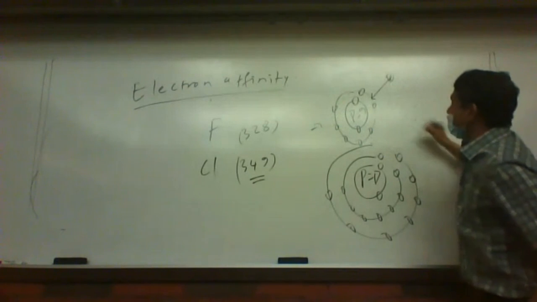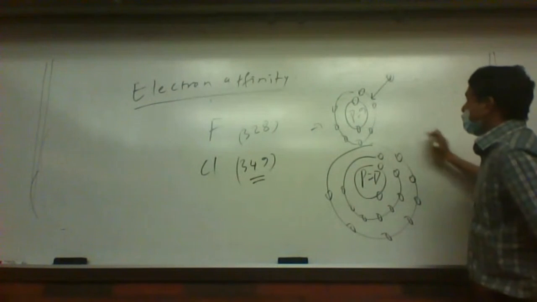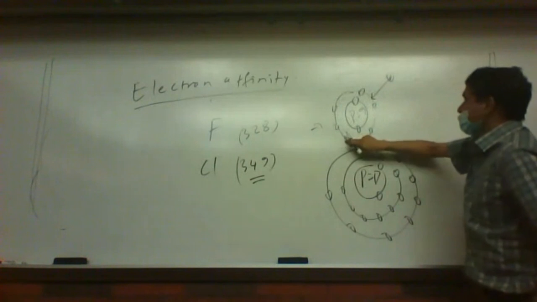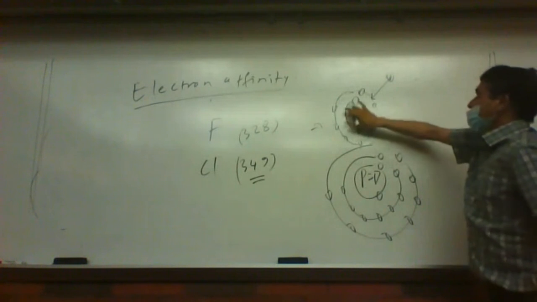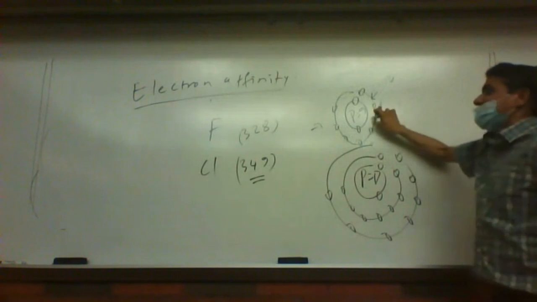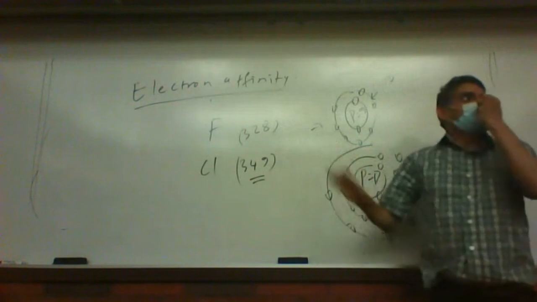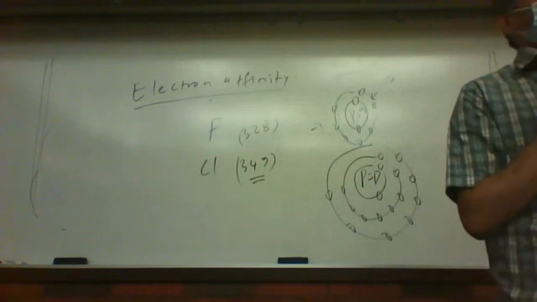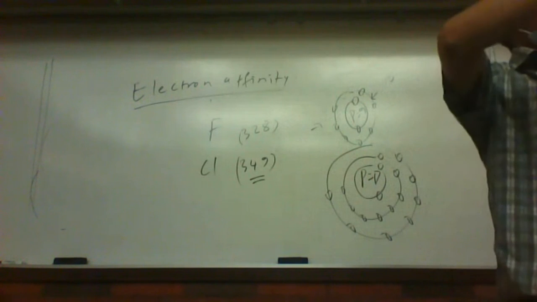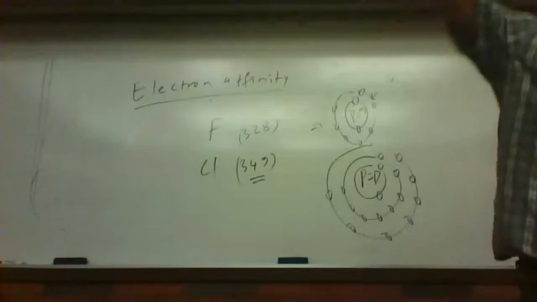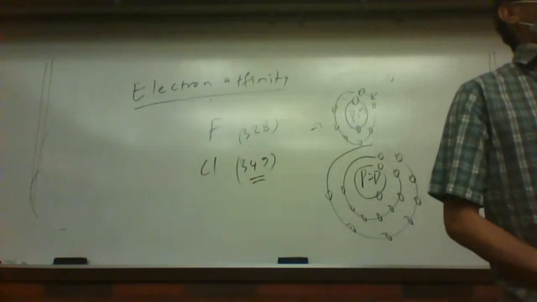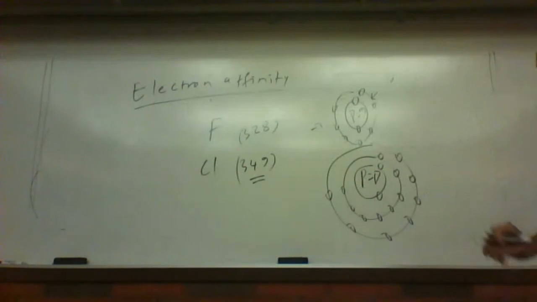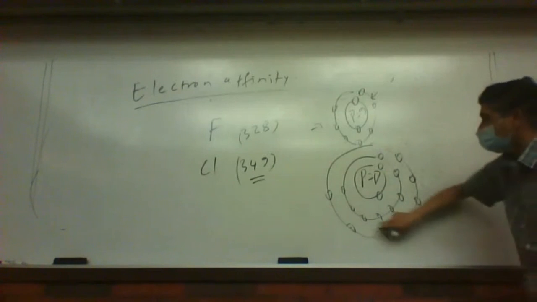So this electron wants to come and sit here. But what do these 7 electrons say? Oh, we are already crowded here, so we don't want you to come and sit here. So this atom doesn't want to accept that electron easily. Make sense? Because the electrons already there want to push that incoming electron out.